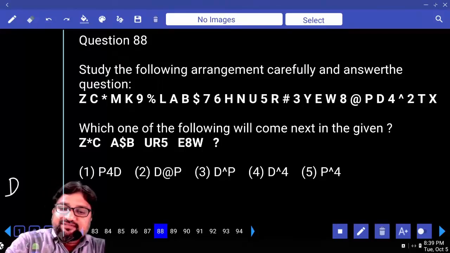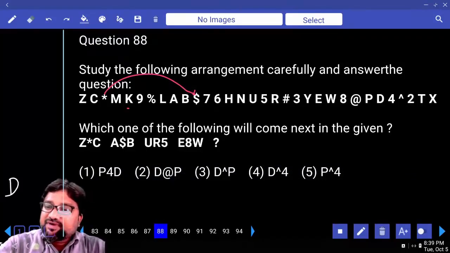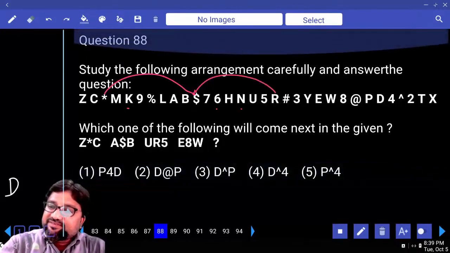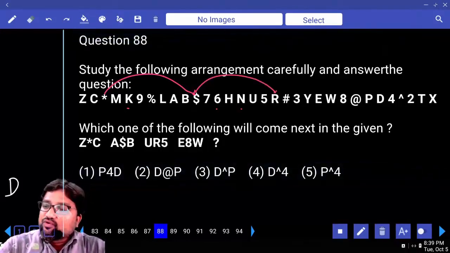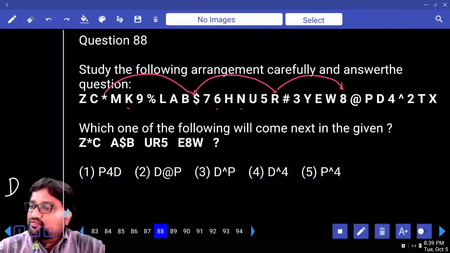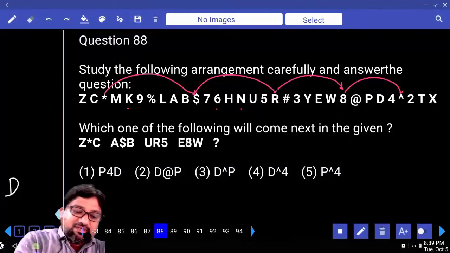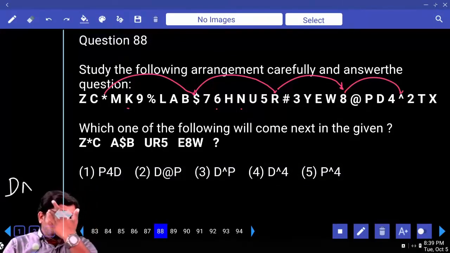Star and dollar. After star 1 2 3 4 5 6 7 8. 8 is dollar. After dollar you'll go for R. 1 2 3 4 5 6 7 8 7. After R I'll go for 8. 1 2 3 4 5 6. After 6 I am supposed to go for 1 2 3 4 5. 5 is what? Power. So D, power.